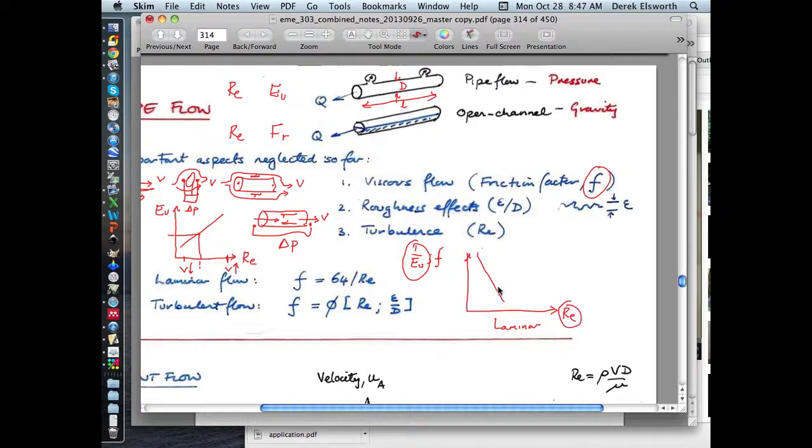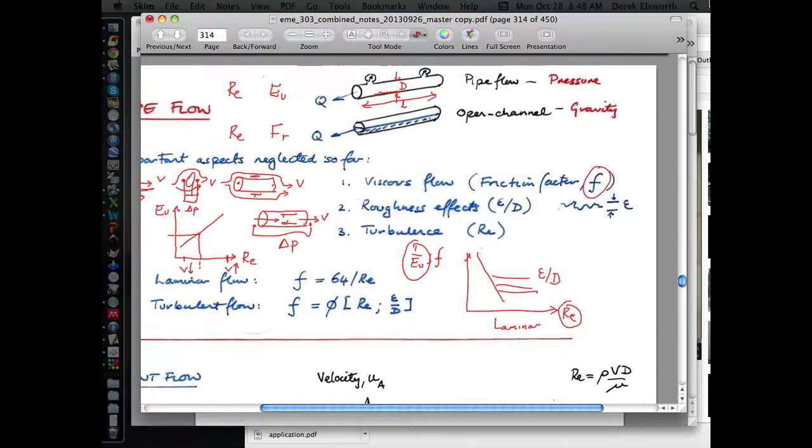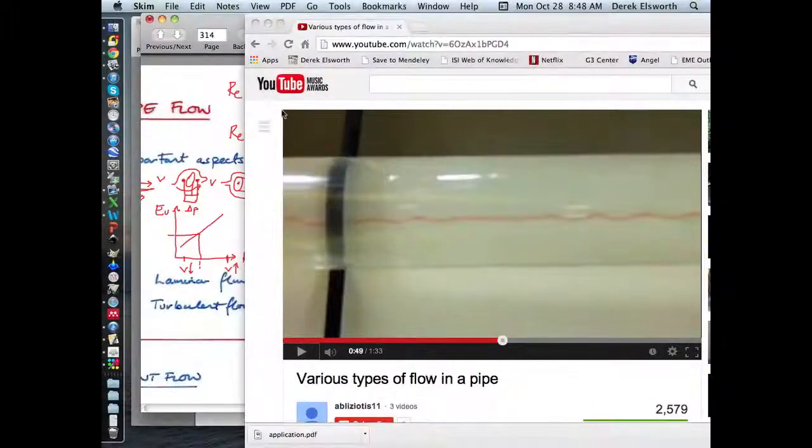But we'll find out also that this group, the relative roughness of the pipe relative to its diameter, the roughness on the wall, if you think about having a rough wall versus a smooth wall, also has a big influence on the behavior of pipes. And so we'll deal with that next time. So let's see if I have this movie here. Let's close up with this.